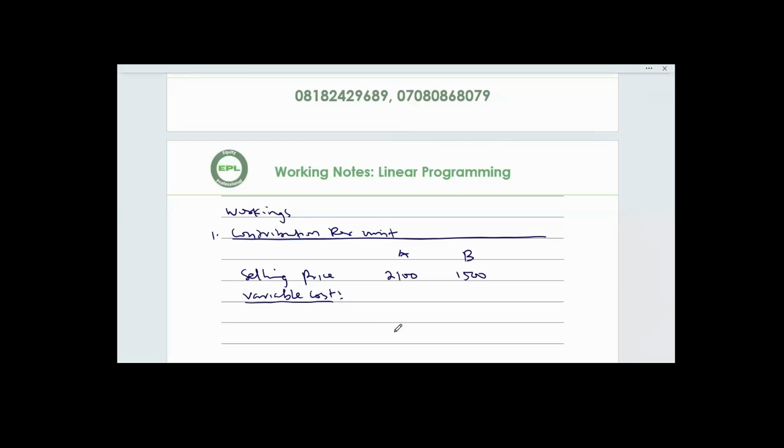From the question, the first variable cost is material cost per unit. Direct material cost is 480 for A and 240 for B.